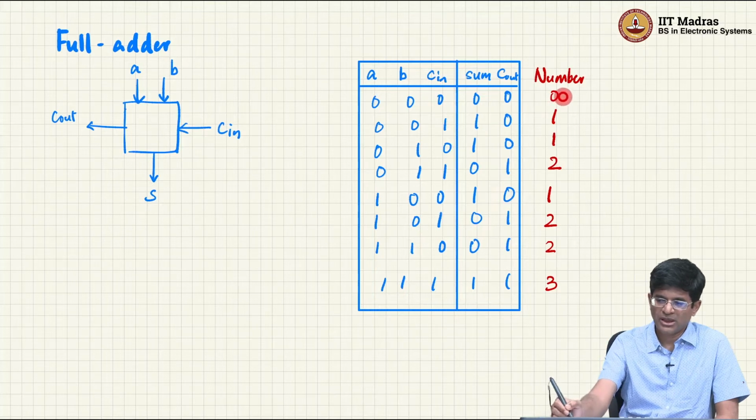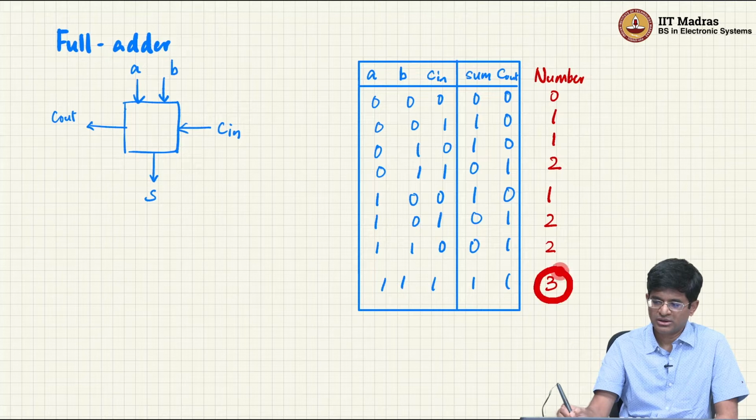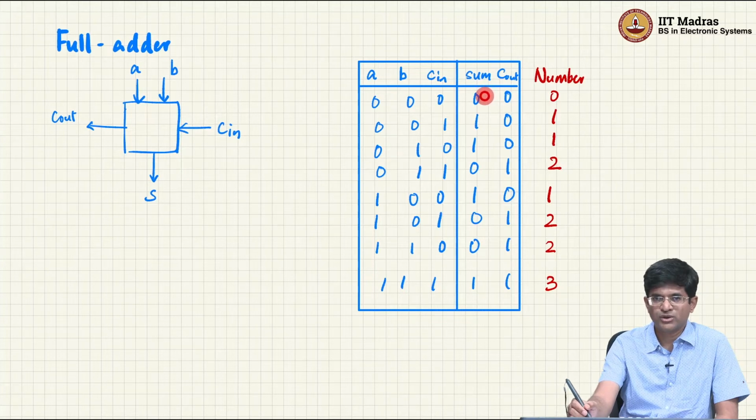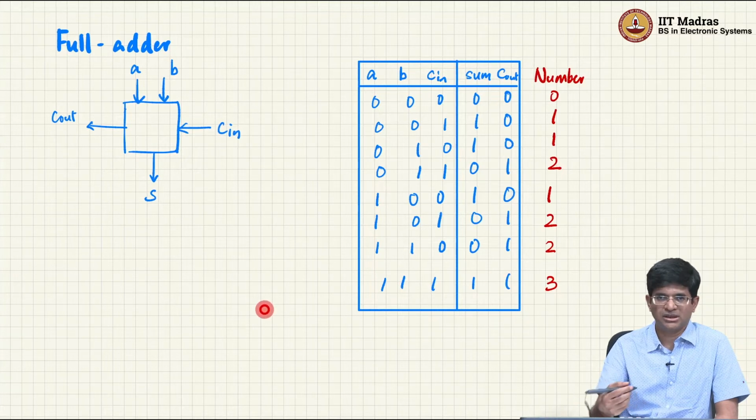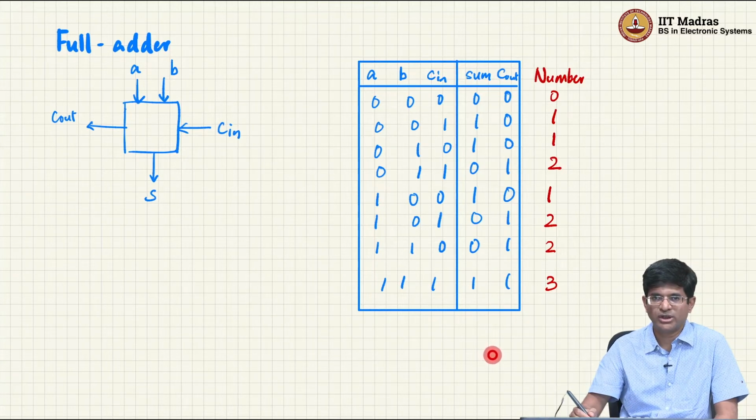The possible outputs are 0, 1, 2 or 3. There is one particular scenario where the output becomes 3. That's fine, I can still represent all those using 2 bits, right? 0 is 0, 0. 1 is a 0 in the carry and a 1 in the sum. 2 is a 1 in the carry and a 0 in the sum. And 3 is 1 in the carry, 1 in the sum, okay? Which means that I can now build up a set of equations corresponding to this as well.